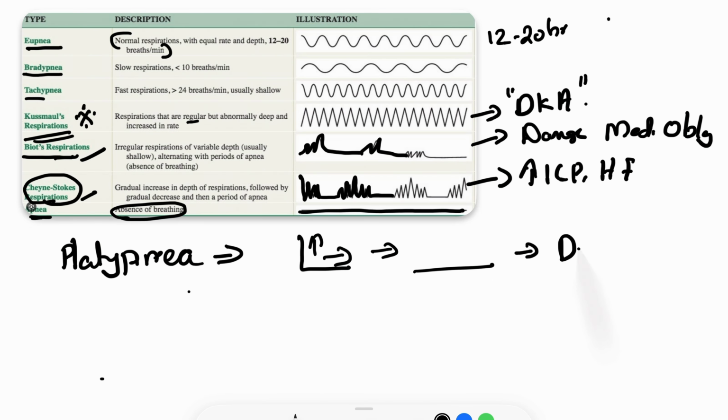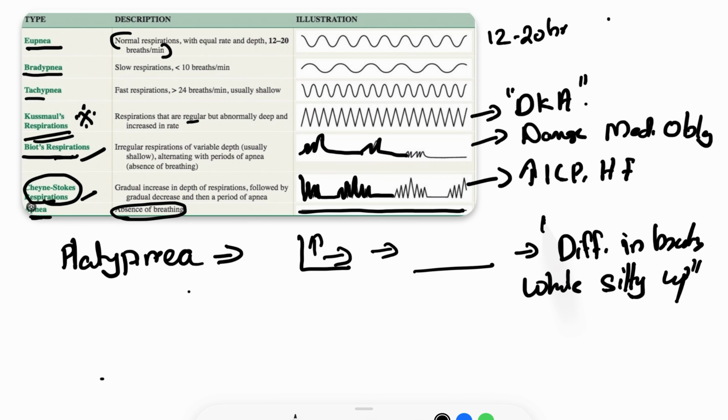So difficulty in breathing while sitting up. If a patient sits up straight and has difficulty in breathing, that is called platypnea, and this type of breathing difficulty will be relieved when the patient lies down. Okay, so that is platypnea.